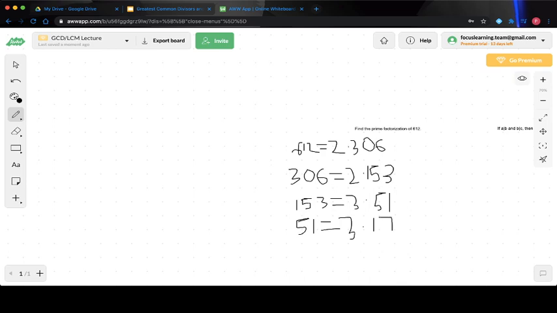Hence, we can express 612 as 2 times 2 times 3 times 3 times 17. However, since we have two factors of 2 and two factors of 3, we can use the power notation. So it would be 2 squared times 3 squared times 17. And this will be the prime factorization of 612. Basically, what you're doing is writing 612 as a product of prime numbers, which is what I demonstrated below.